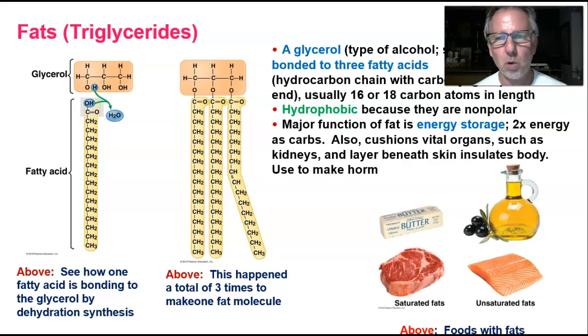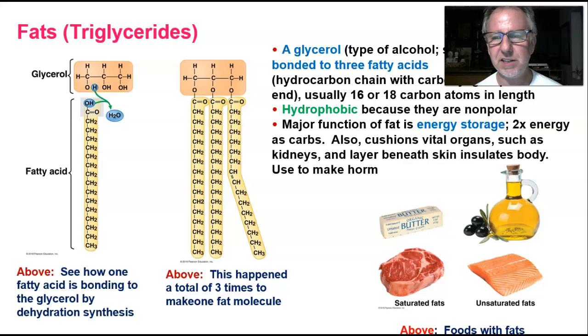But fats do more than just store energy. They also help to cushion vital organs. So organs are surrounded by fat, such as around your kidneys. And of course, right beneath your skin, there are layers of fat, and that fat helps to insulate your body and help keep warmth inside. And I tried to write on the bottom and it didn't come out, used to make hormones. So fat molecules are used to make basically steroids, hormones.